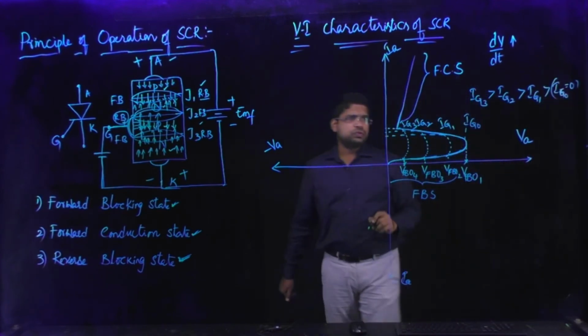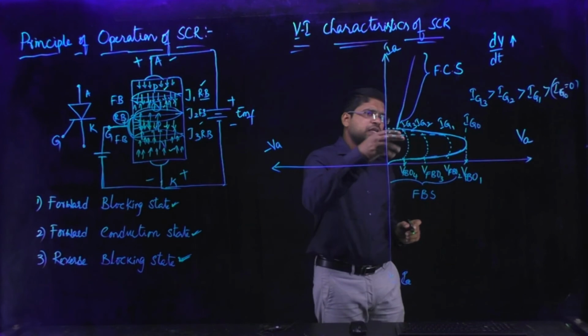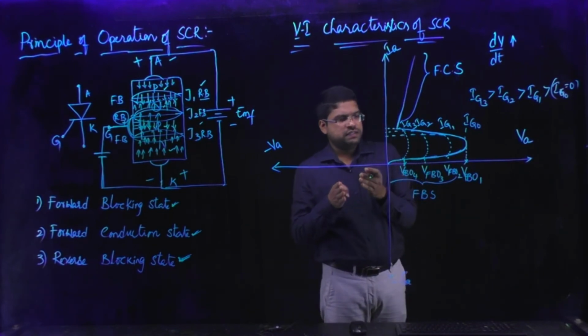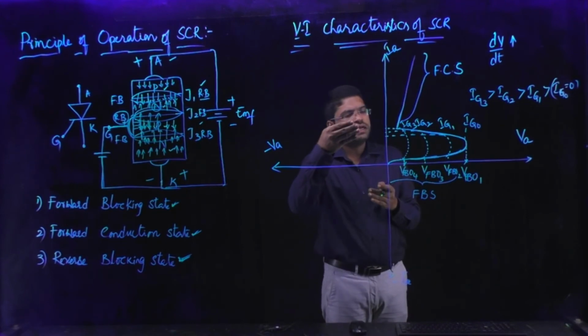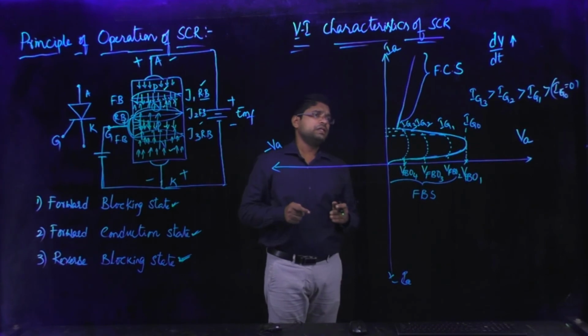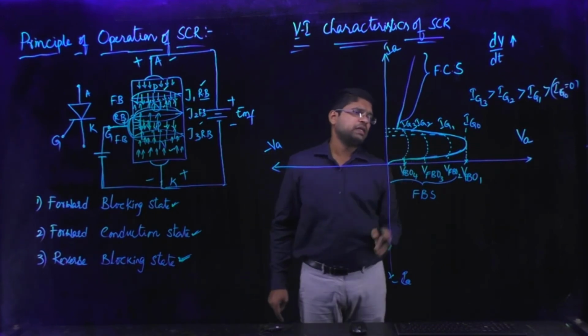Right? So here, when the gate current is increased, the forward breakover voltage is decreased. If you further increase the gate current, the forward breakover voltage will be further decreased. So this is how we can apply the gate current.